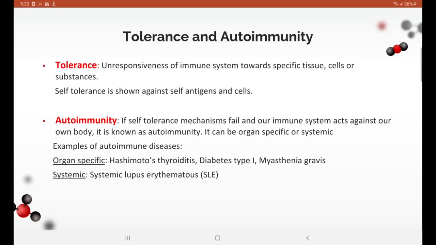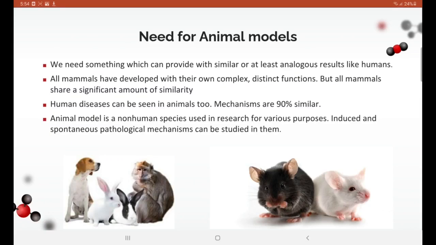The best example is SLE, systemic lupus erythematosus. In SLE, anti-nuclear antibodies are formed. These anti-nuclear antibodies react with the nucleus of all cell types. Skin, kidney, joints, blood cells, blood vessels, all will be affected in SLE. I hope we are clear with what tolerance and autoimmunity are. Moving on to the main topic.